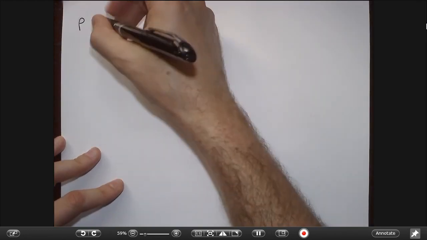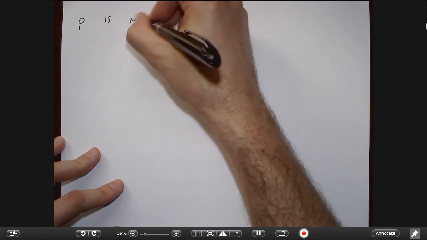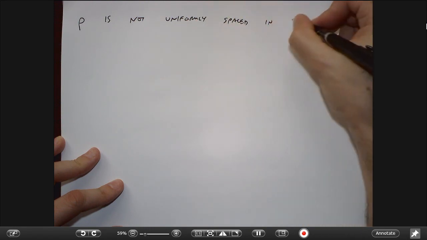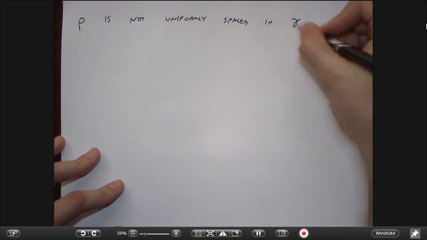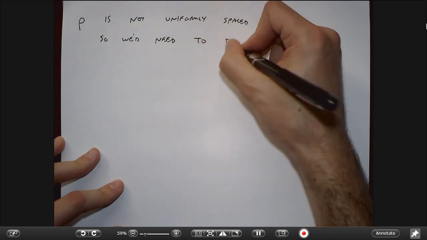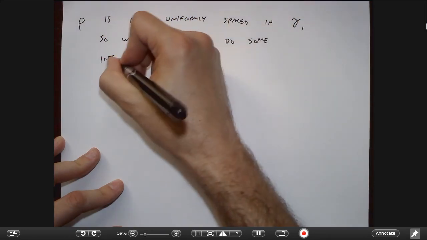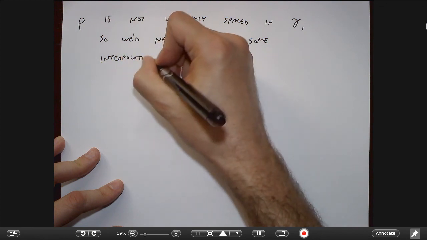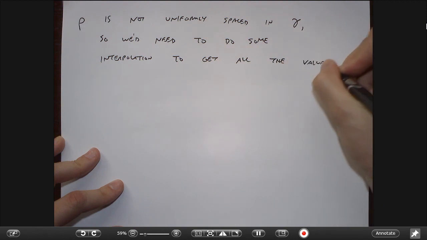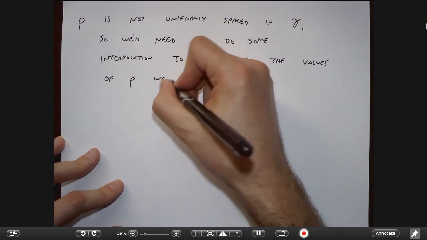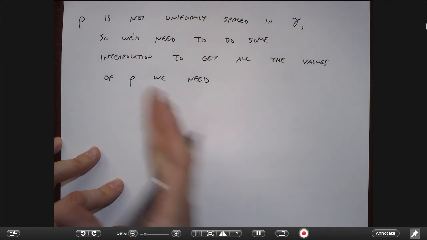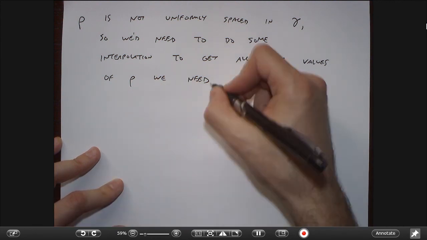So, what I'm saying is that rho is not uniformly spaced in this kind of increment gamma, and so we need to do some interpolation to get all the values of rho that we need. Because if you think back to the discretized version of the parallel beam reconstruction, we need to have this finely spaced set of rho that are equal.